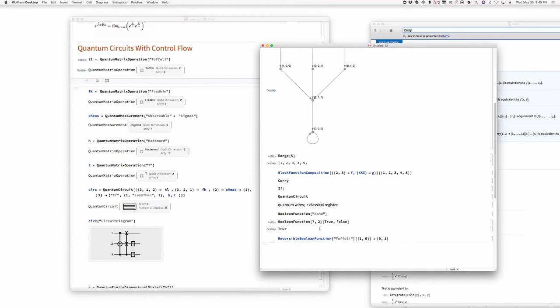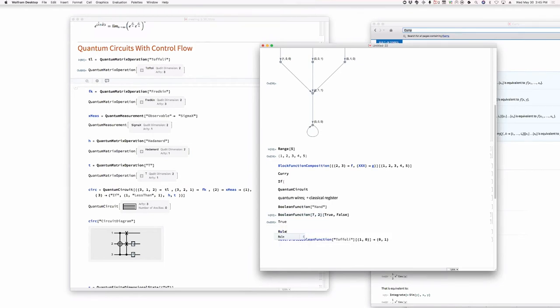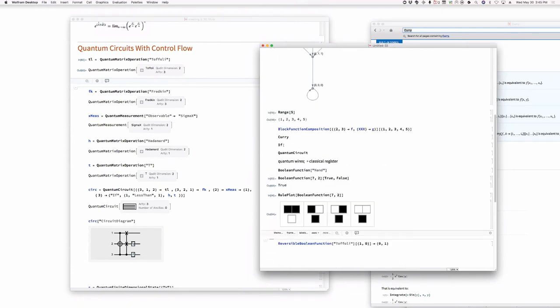So these Boolean functions here, if I say rule plot of that Boolean function, I get that, which is pretty straightforward. Now, for the reversible case, what I would be getting is 2 goes to 2. Am I making sense? I mean two inputs there, like 1, 1 goes to, let's say, 0, 1 here. See what I'm saying?